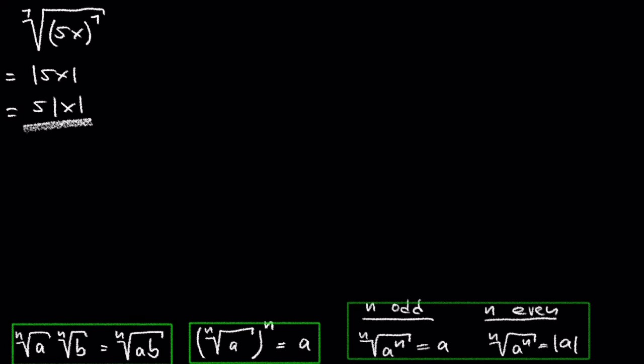The third root of 40x raised to the power of 4. How can we find the largest cube factor? That's simple. The largest cube factor is 8x cubed. And the leftover factor is 5x.